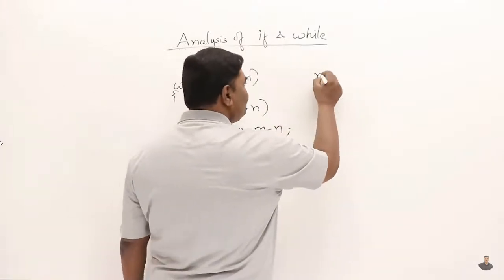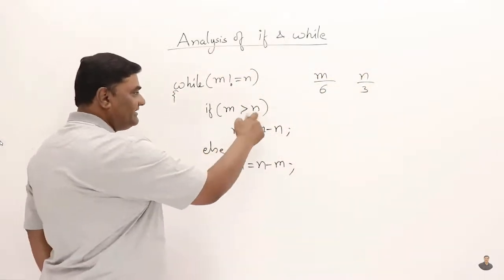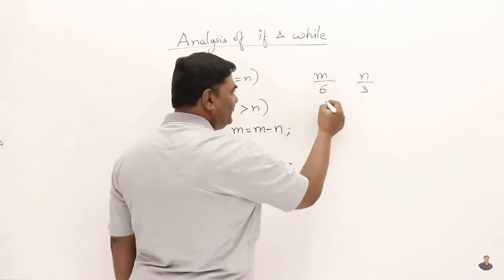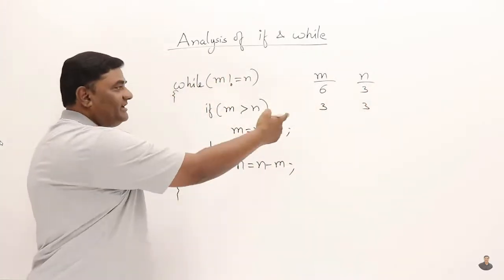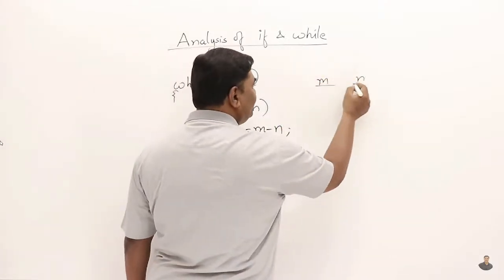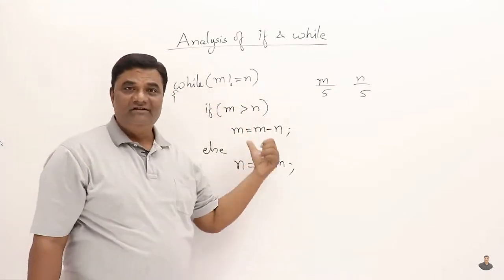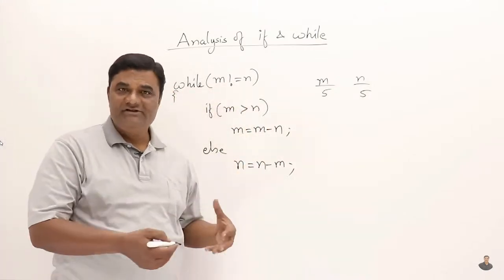So let me trace. If m is equal to 6 and n is equal to 3 initially, then what happens? m is greater than n, yes. So m minus n: 6 minus 3 is 3, and this is also 3. That's all. Now they became equal. So it has executed only one time. If I take m and n both as 5, 5, then how many times? They are equal, it will not enter inside, so it will execute 0 times. So it is minimum executing 0 or 1 times.